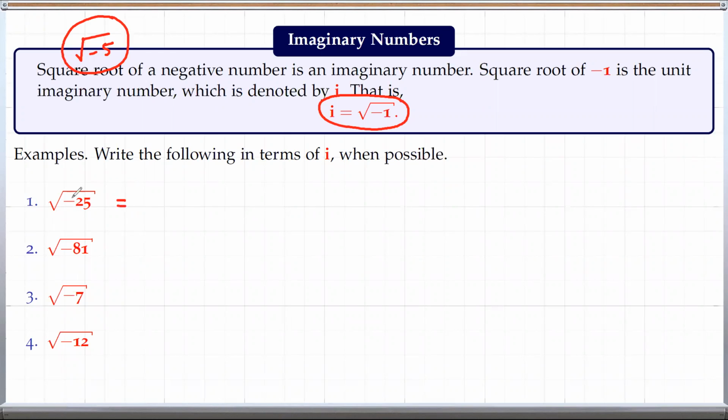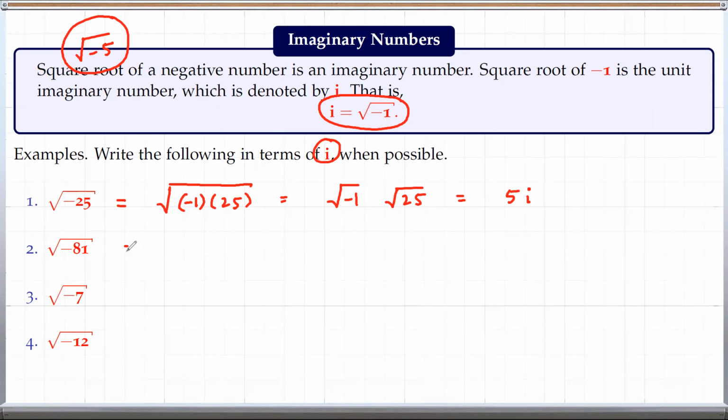So we can write the square root of -25 as the square root of -1 times 25. Because if you want to write in terms of i, you somehow want to have the square root of -1. And then we can write this as the square root of -1 times the square root of 25. But the square root of -1 is i, and the square root of 25 is 5. So I'm going to write that 5 first, and then the square root of -1 is i. So this is 5i.